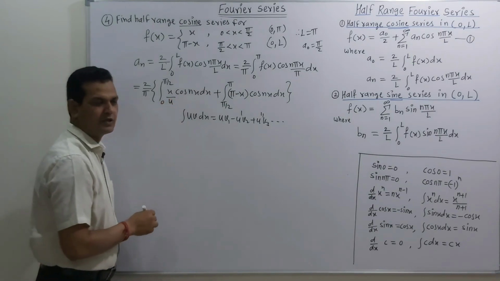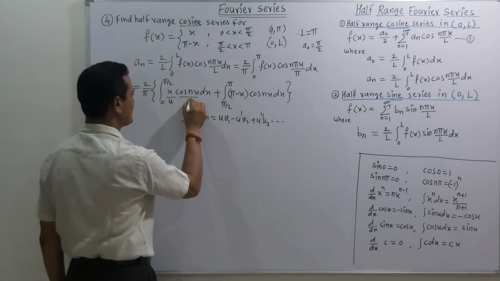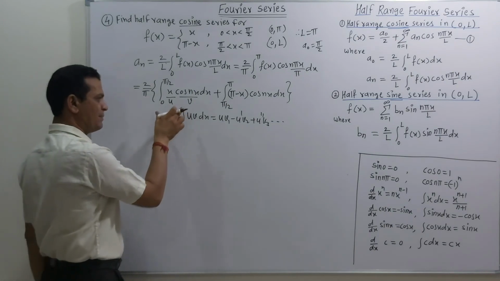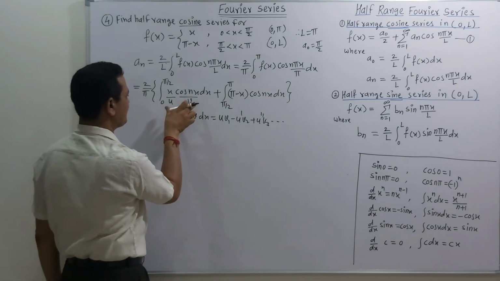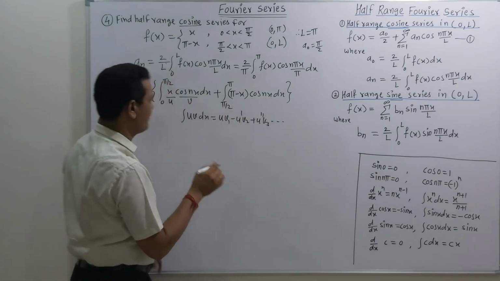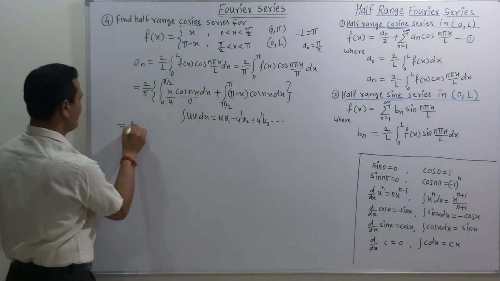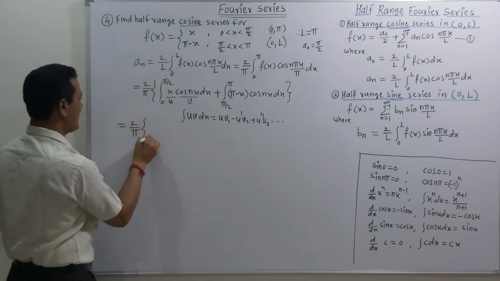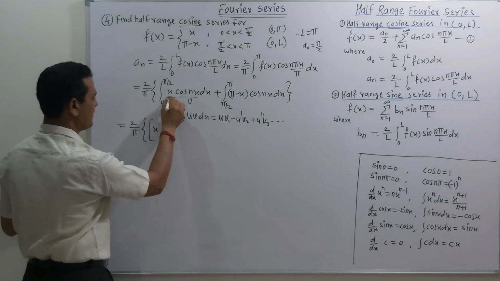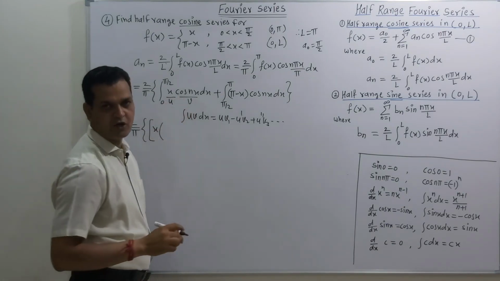Let's denote this first term as u and this second term as v. So we apply the generalized rule for integration by parts separately for the first term and the second term. Let's simplify the first term. So this is 2 upon pi, then first term x, integration of cos.